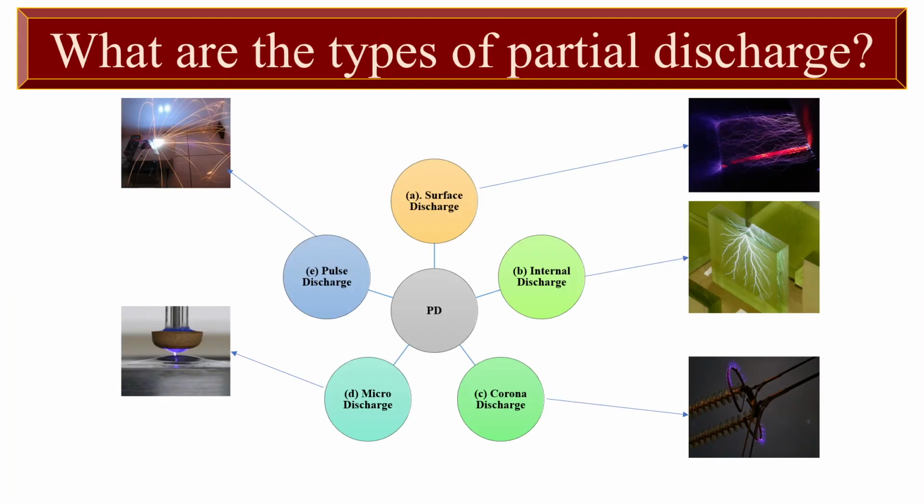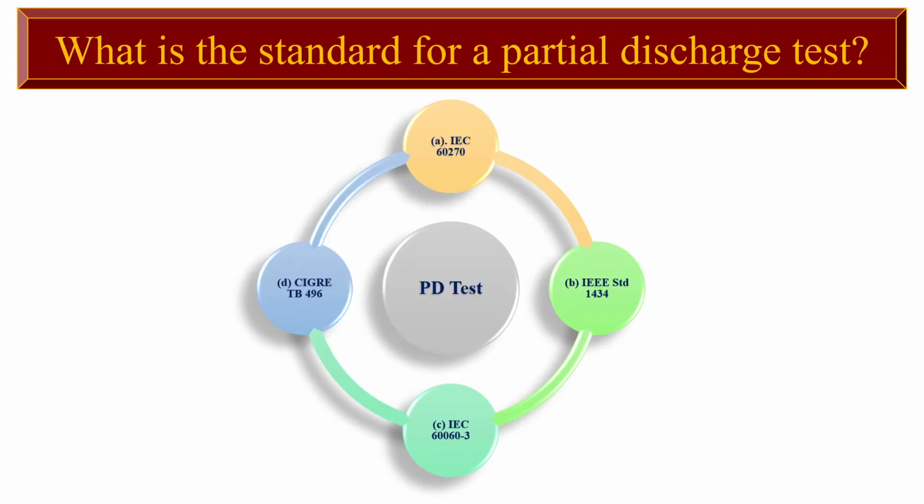After that, I discussed the types of partial discharge and the mitigation process of partial discharge, about the surface, internal and corona discharge. These three are very important types of partial discharge that normally occur in the insulation of high voltage equipment. And after that, I discussed the standard for a partial discharge test, according to IEC 60270 and IEEE. These four I have discussed.